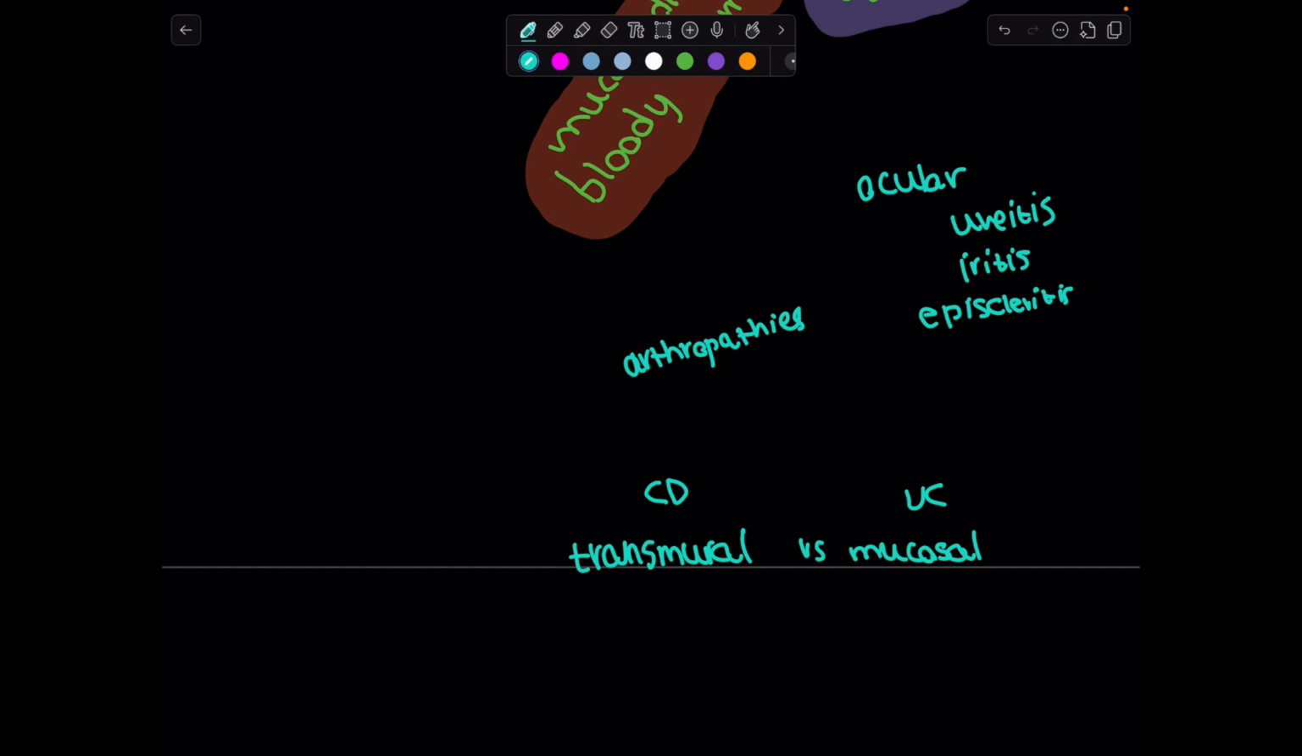Sigmoidoscopy examines lower colon, less invasive, every 5 years. CT colonography, imaging scan, every 5 years, less invasive but requires follow-up colonoscopy if abnormal. Screening reduces mortality by catching cancers early. High-risk groups, family history, IBD, start earlier. Clear? Want details on any method or risk groups?